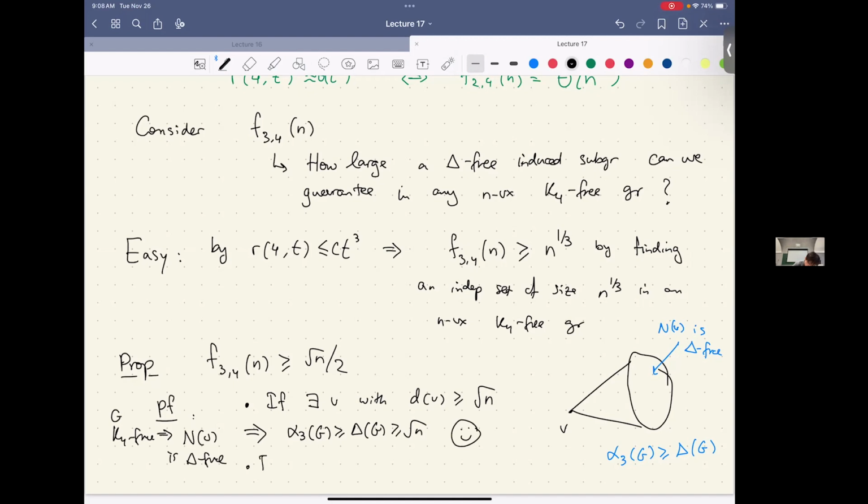Now, if the maximum degree is less than square root n, just by a greedy algorithm, for the independence number, we can even find an independent set of this size, right? You pick a vertex, throw its neighbors away, pick a vertex, throw its neighbors away. So this is at least square root n over 2. Okay, also done.